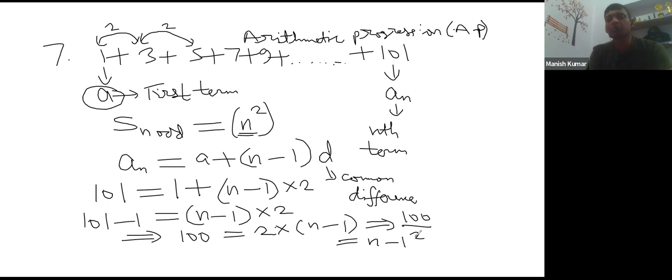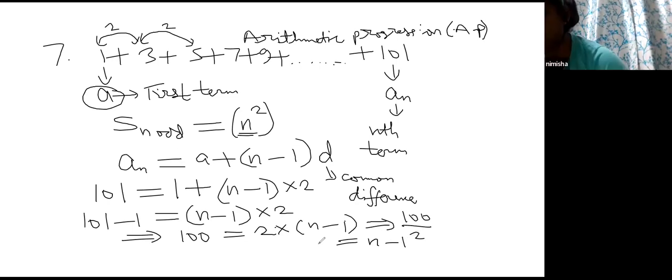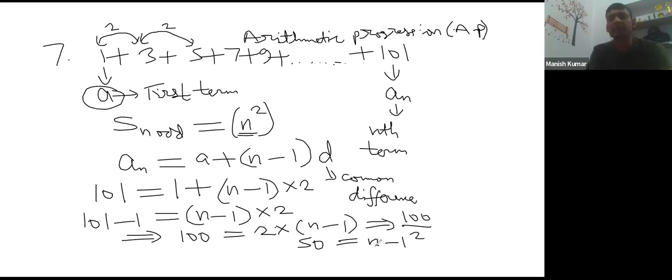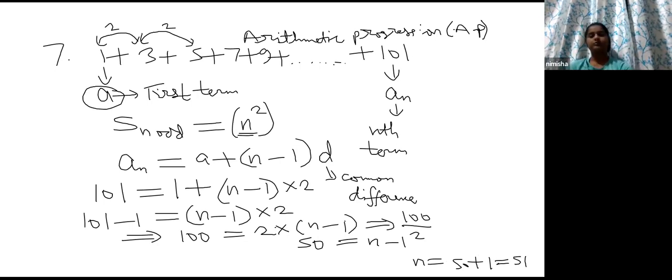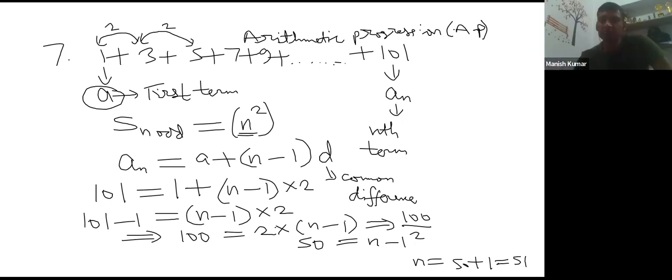100 by 2 is how much? 50. So 50 is equal to n minus 1. That means n is equal to what? 50 plus 1, which is equal to 51. So n is 51, isn't it? Yes. Check how we have done. Any doubt in this method?